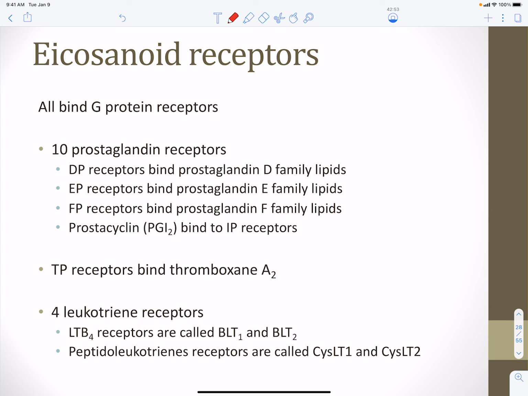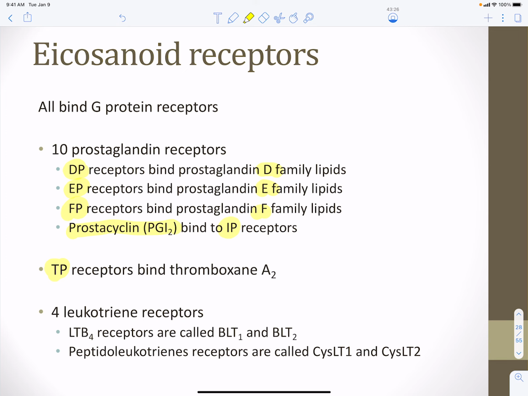Okay, so just really quickly, there are icosanoid receptors. They're all going to be G protein receptors. We have 10 prostaglandin receptors, and they're going to be D prostaglandin, E prostaglandin, F prostaglandin. Ds are going to bind to the D families, E's, F's, etc. We also have prostacyclin receptors, and those are going to be the IP receptors. Thromboxane receptors are going to bind to thromboxane A2, not B2.